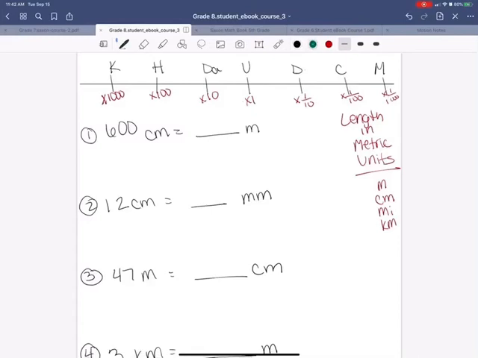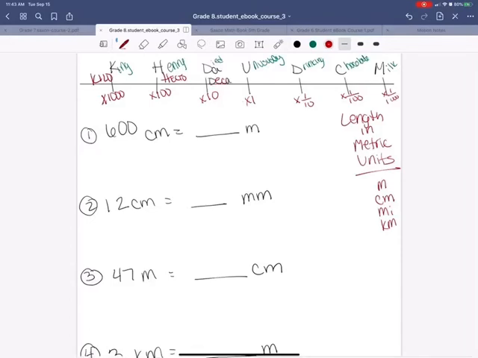We had the nice saying, King Henry died unusually drinking chocolate milk. Now, if we say those words out loud to ourselves, that helps us remember that the K stands for kilo, the H is for hecto, the first D is for deca, all right?